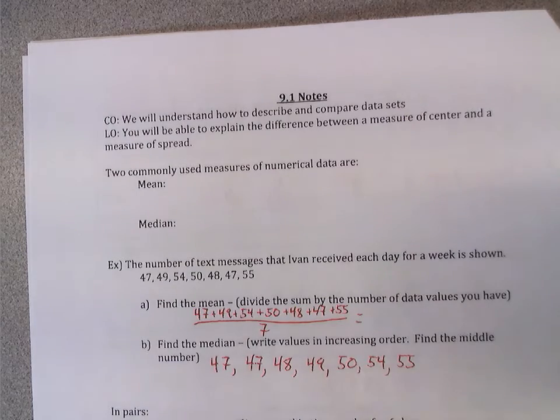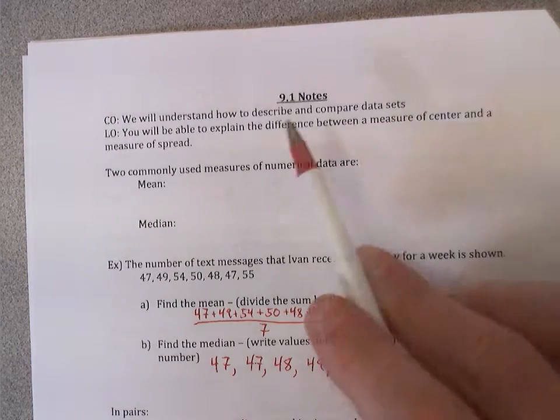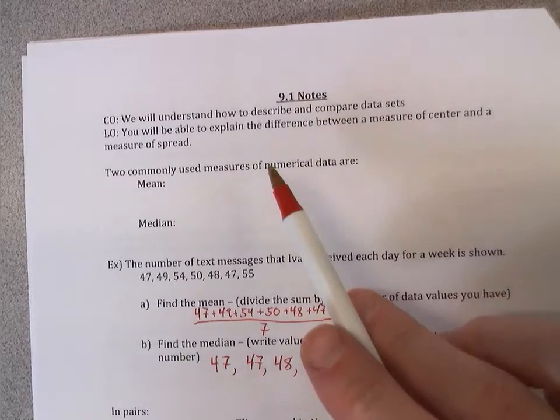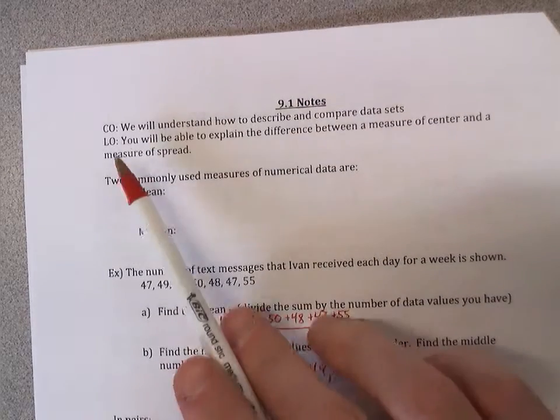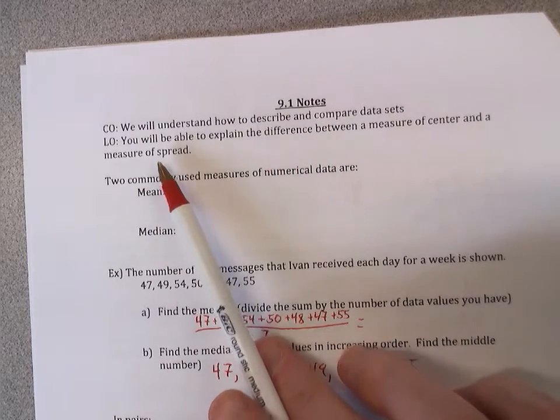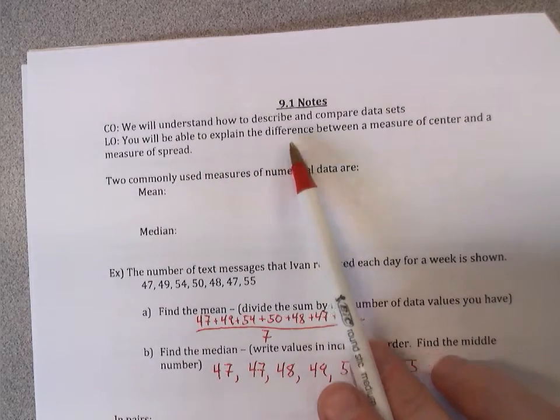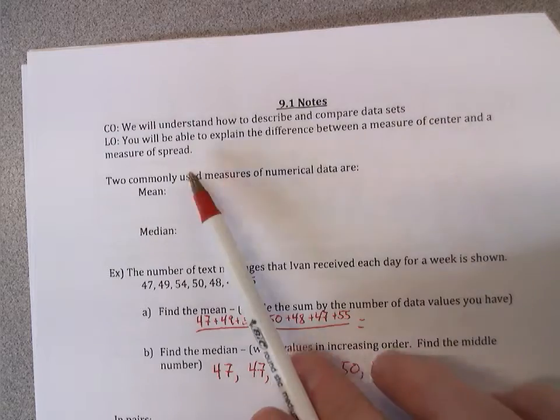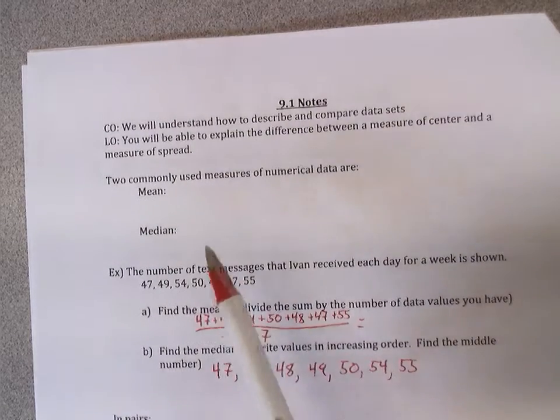All right, welcome back. This is part 1 of lesson 8.3. I know this says 9.1, but this is the third lesson in unit 8. And in this lesson, we will understand how to describe and compare data sets. And you'll be able to explain the difference between a measure of center and a measure of spread.